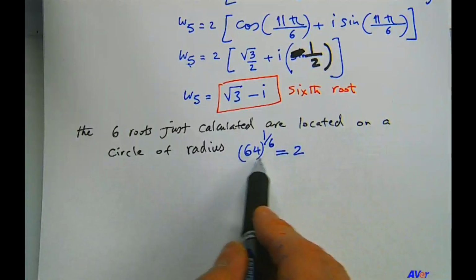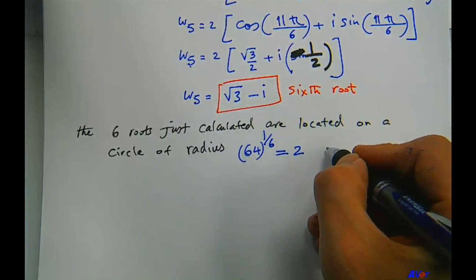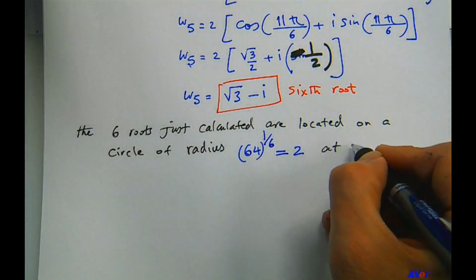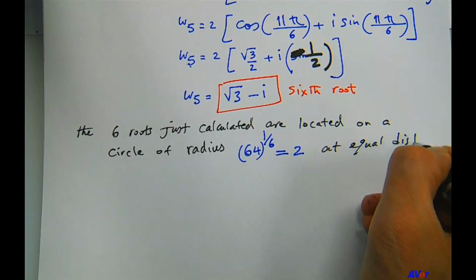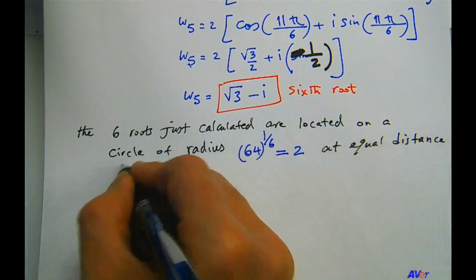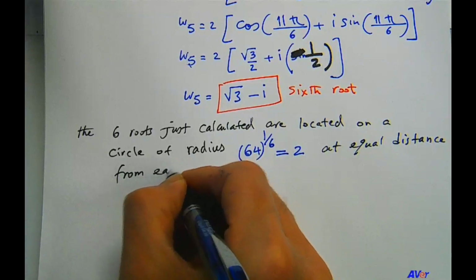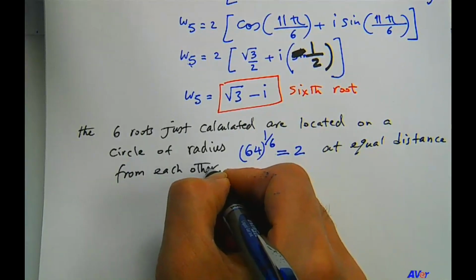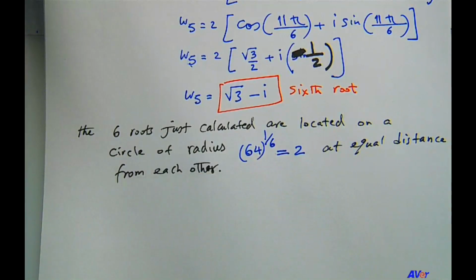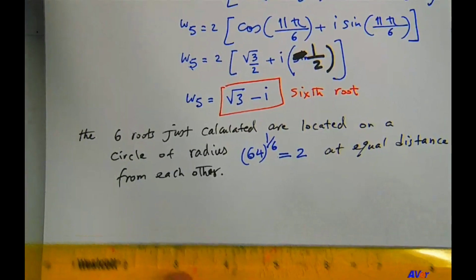Located on a circle of radius 2 at equal distance from each other. So these 6 roots that we found are going to be on a circle of radius 2 units, and they're going to be at equal distance from each other. So I'm going to draw that here.